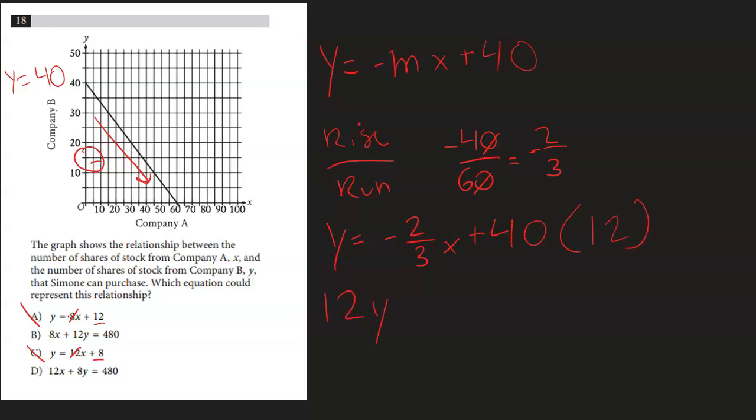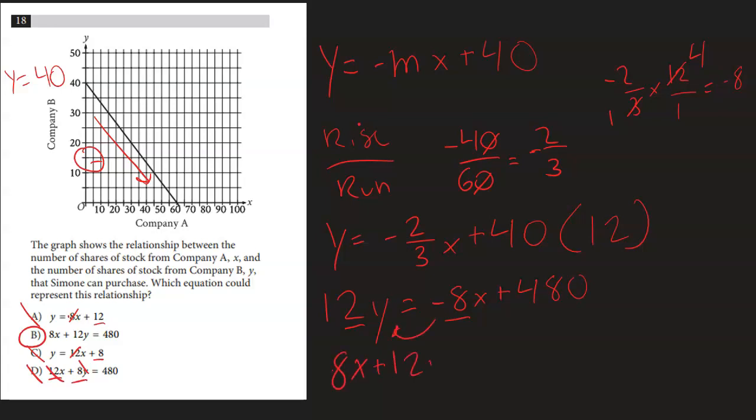We're going to get 12y equals, and if you do negative 2/3 times 12, you can get that divided by 3 and get negative 8. So we know that's negative 8x plus 480. And based off this information alone, just looking at the 12y, 8x, we know that it's not this one because it's 12x, 8y, which is not what we got. So we know it's B, but if you really want to check, move that over, get 8x plus 12y equals 480.